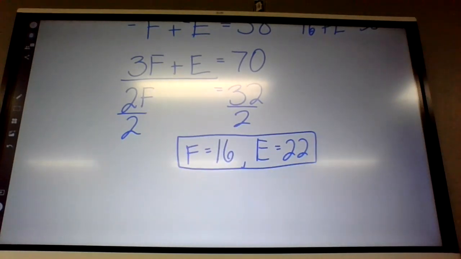But how do we know? Just plug it back into one of the equations. So how do we know?